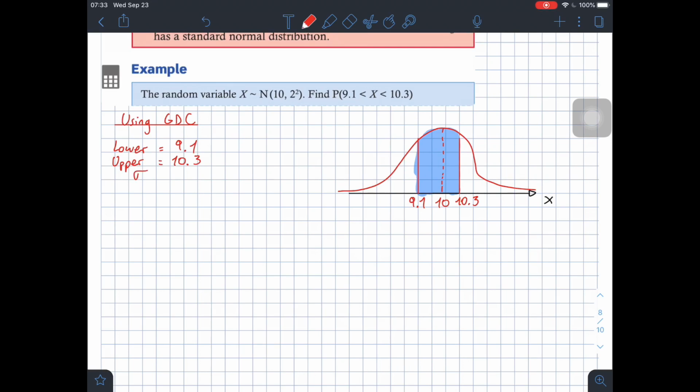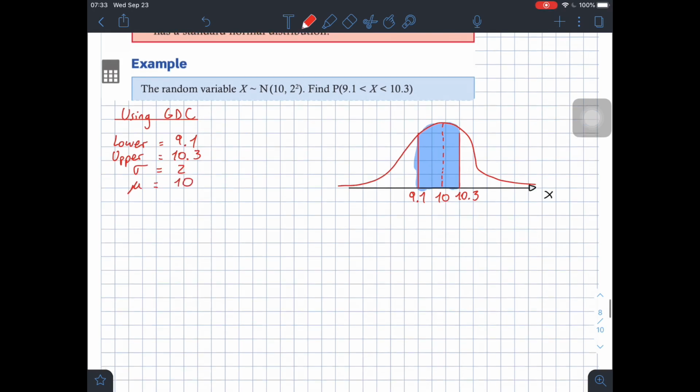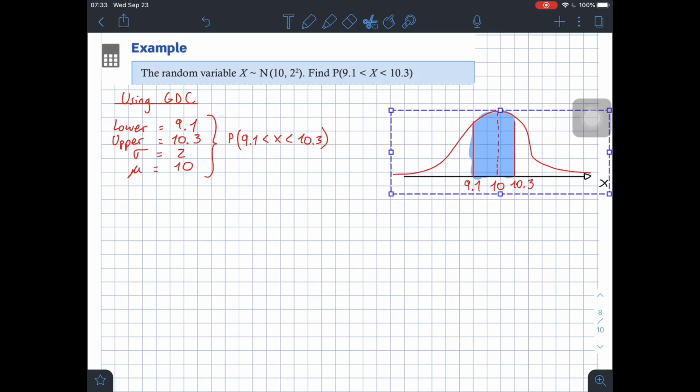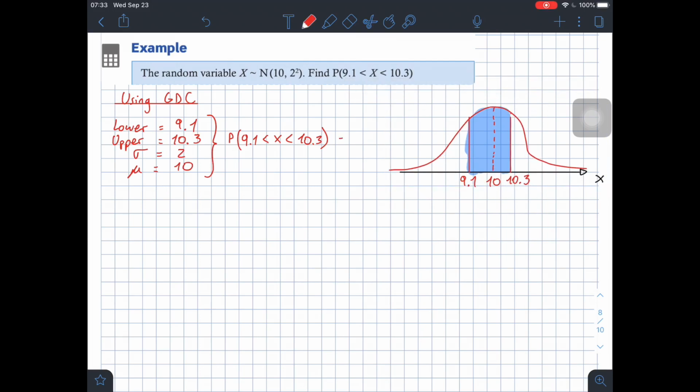Then as the standard deviation, we set 2. And as the mean, we had 10. So by plugging in all of that information, we get a probability of the x value being in between 9.1 and 10.3, which is equal to, according to our calculator, 0.233. Okay, so that's the probability of this variable being between 9.1 and 10.3. So you see, it's exactly the same thing.